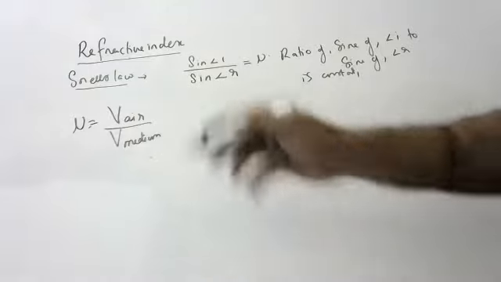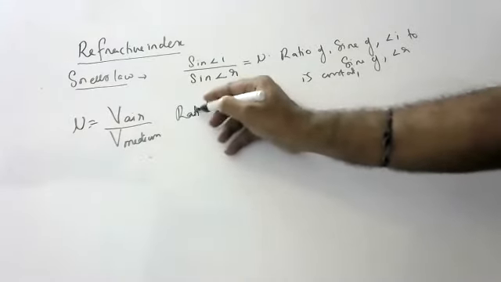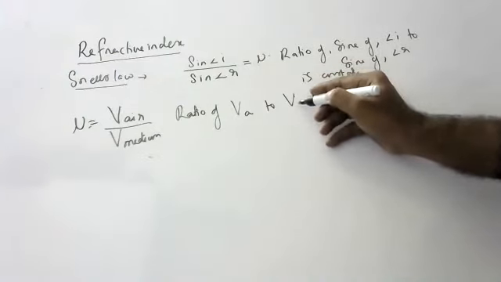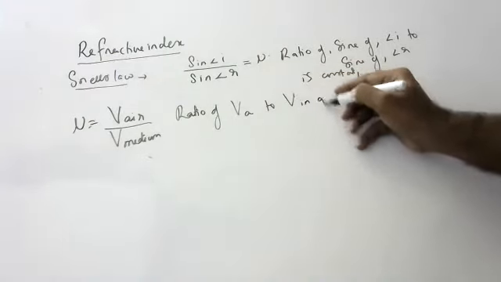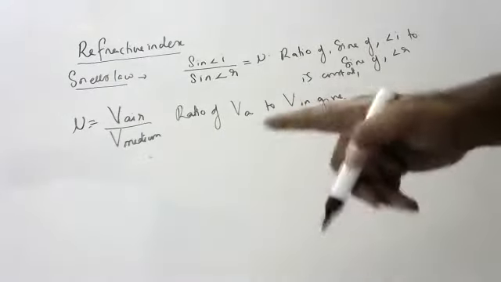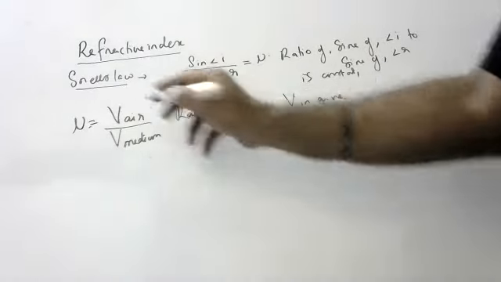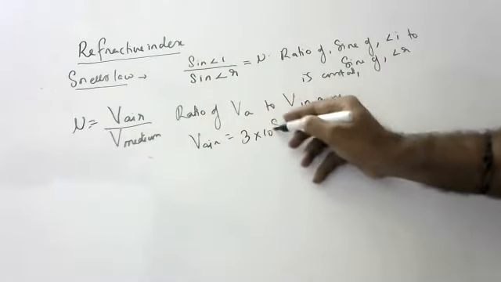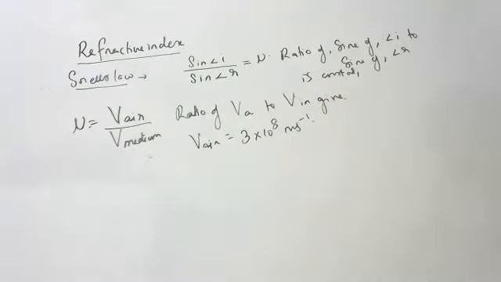So the other definition of refractive index is the ratio of velocity of light in air to velocity of light in a given medium. Velocity of light in air, don't say velocity of air. Velocity of light in air is constant, children. What is its value, anyone? 3 into 10 to the power of 8 meters per second. This is refractive index. Okay, children.